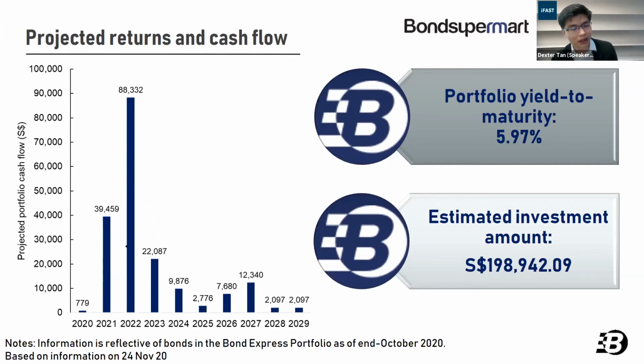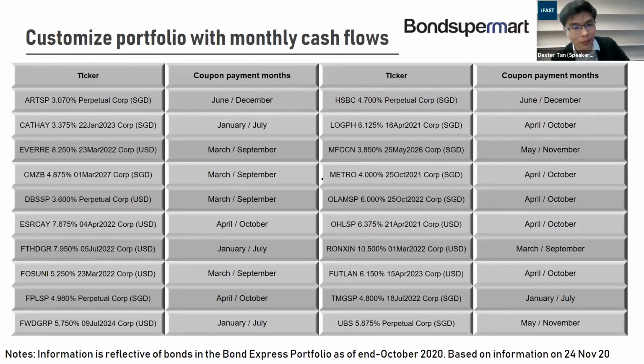But anyway, if you look at the cash flow projection, most of the bonds are expected to mature in 2021 and 2022. And then the portfolio yield to maturity is about 5.9%. This is as of the 24th of November.